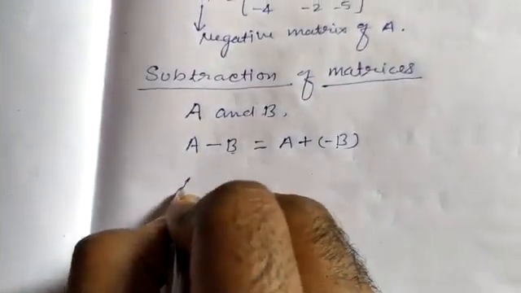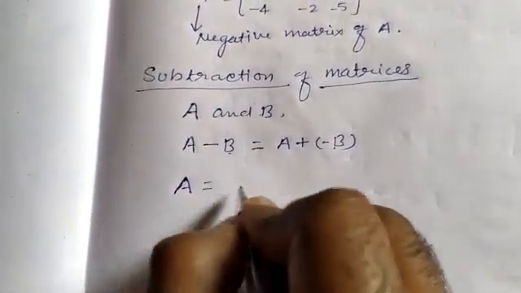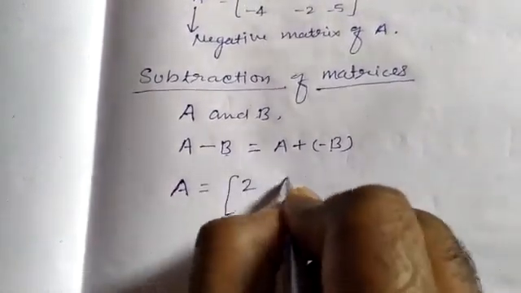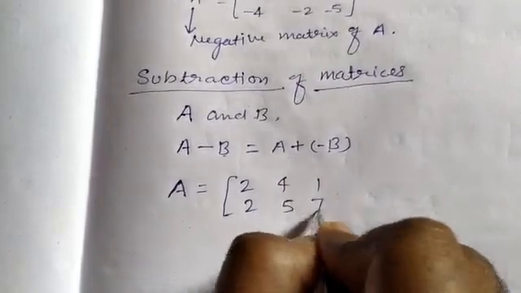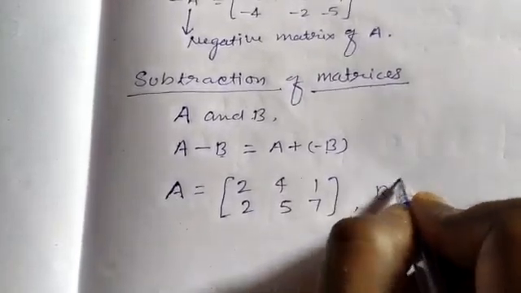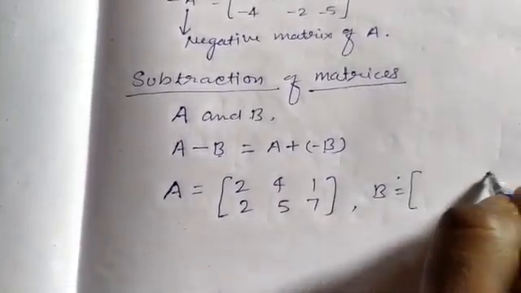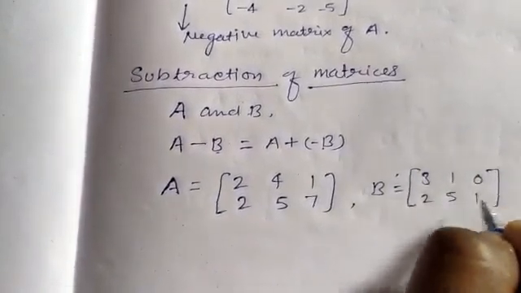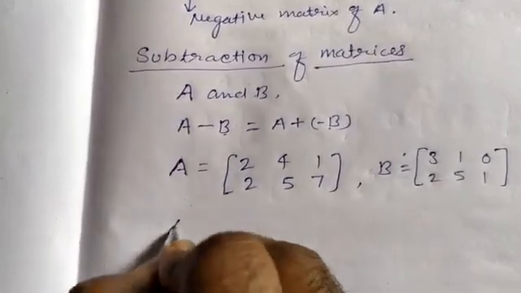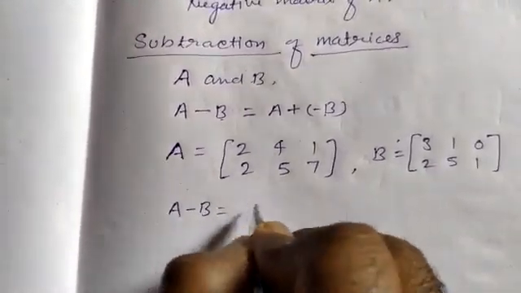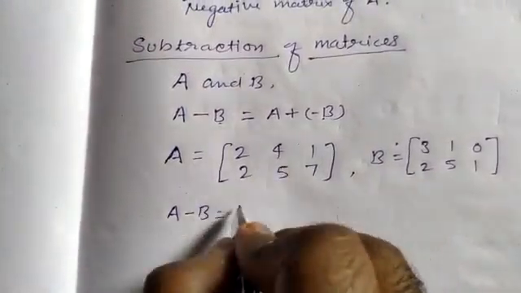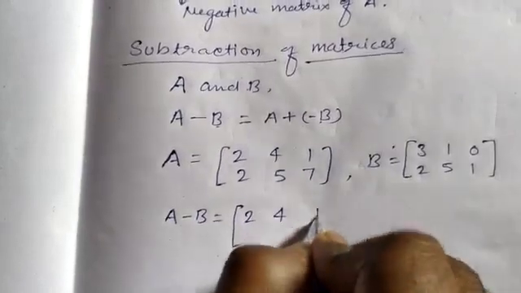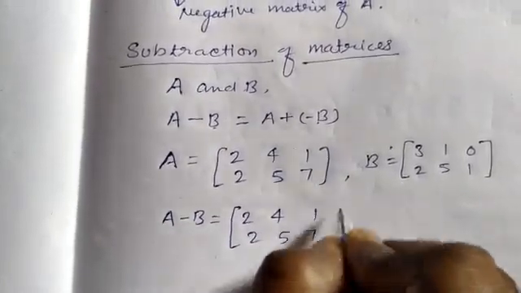How will you subtract both matrices? Let us take an example. Let A equal 2, 4, 1, 2, 5, 7, and B is another matrix of the same order, 3, 1, 0, 2, 5, 1. We have to find the value of A minus B. First you have to write the value of A, 2, 4, 1, 2, 5, 7, and minus.